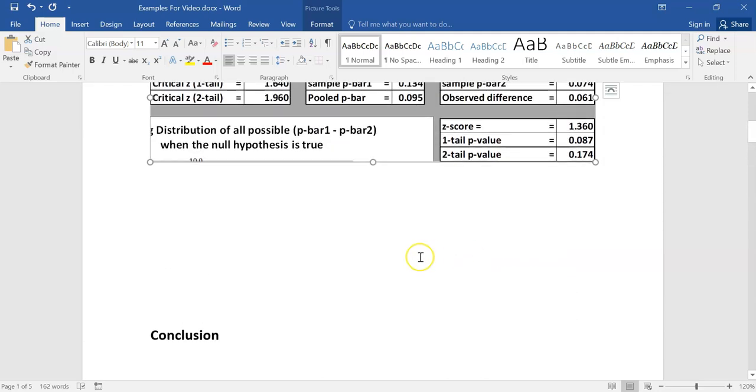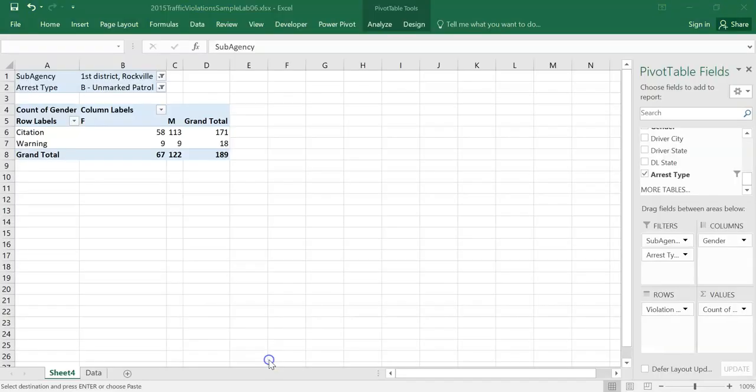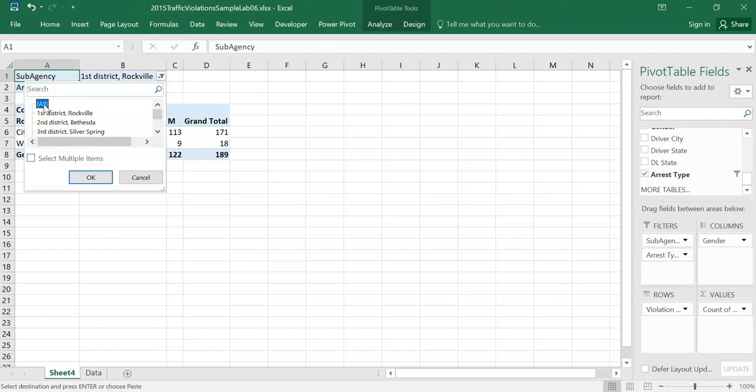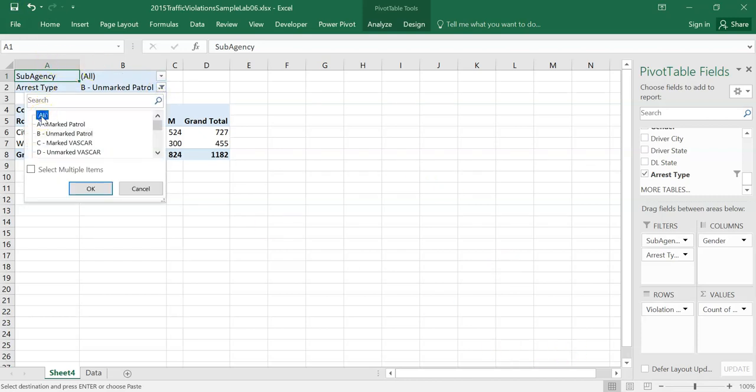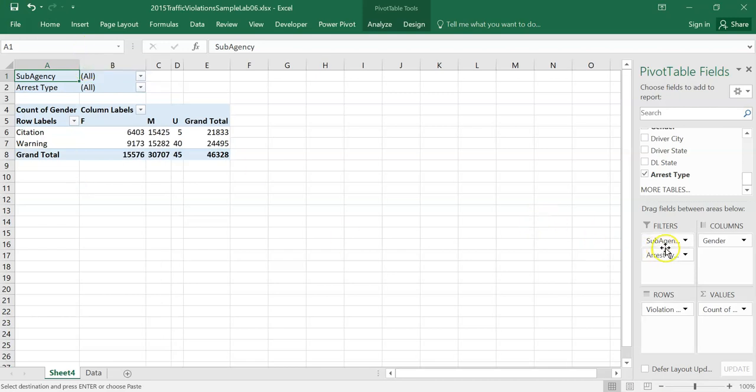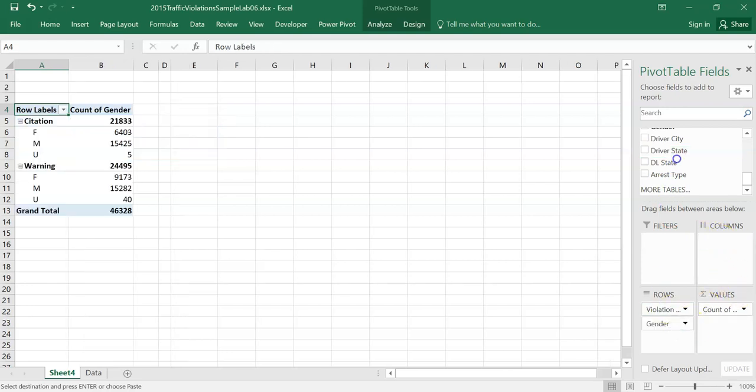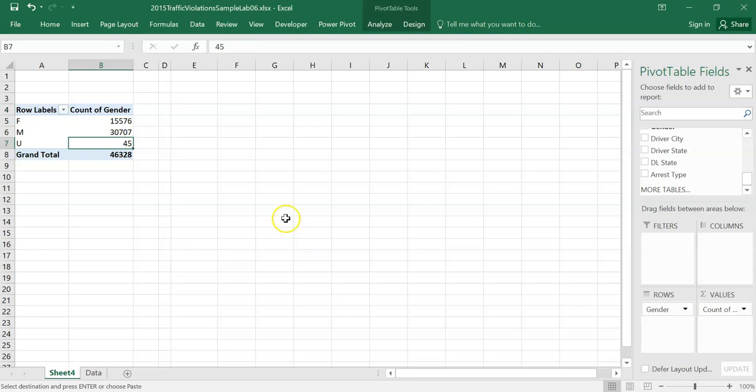Let's look at a different question. Let's look at the age of vehicles. Let's stick with the male-female. There's a lot of things we could look at in here. So I'm going to go back to all of the agencies. Just put them all in. I'm going to go back to all types of arrest. All types of violations. So there's an awful lot of male, female, and some unknown values in here.